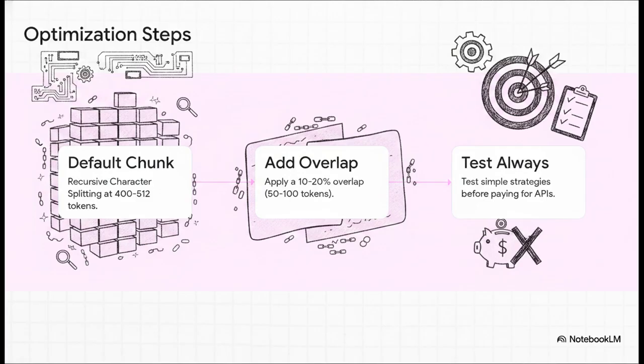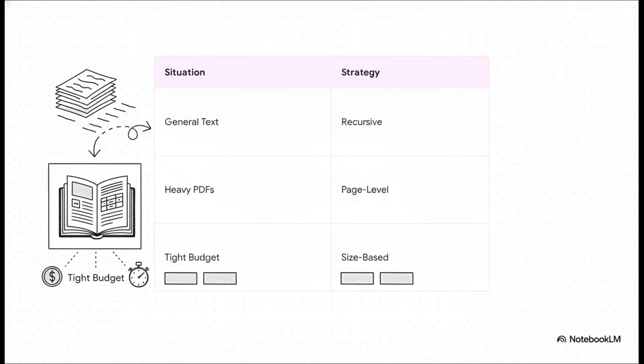Step 2. Apply a 10 to 20% overlap, so roughly 50 to 100 tokens, just to ensure a thought doesn't get abruptly cut in half at a hard boundary. And step 3, always test 2 to 3 simple strategies on a small sample of your own data before you ever start paying for expensive semantic API calls. To make it even easier, here's a quick chunking matrix for you.